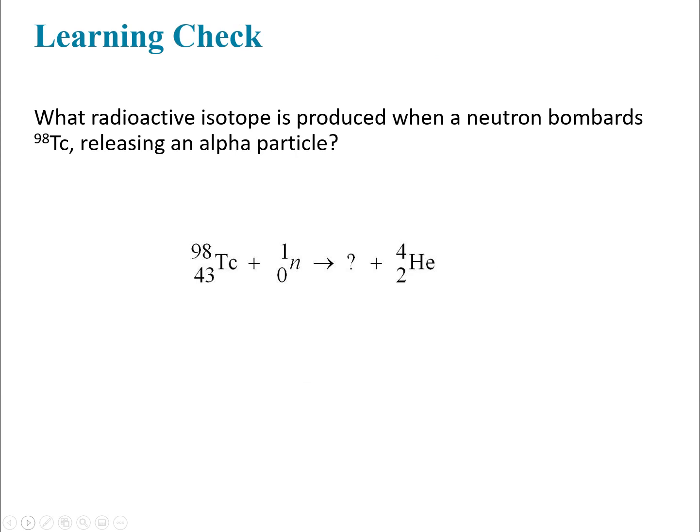We can write balanced nuclear equations based on the information that we're given in a problem to show what transmutation has occurred. We've got a radioactive isotope that is produced when you have a neutron that bombards technetium-98. We're given some information about what happens in the process. We start here with this element and we release an alpha particle.